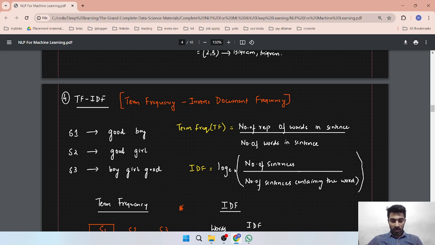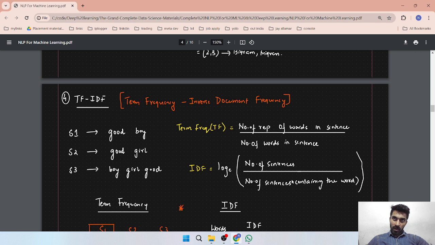That's how we will know how often "good" is coming in every sentence. So we don't have to give higher weightage to this "good". If a word is coming a minimum number of times, then we have to give it higher weightage. Like here, suppose you have 100 sentences, then 100 divided by the number of sentences in which "good" is coming. Suppose "good" is coming in 3 sentences, so 100 divided by 3. And suppose now you have 100 sentences and "good" is coming in 50 sentences, then 100 divided by 50. So this is how this will work.